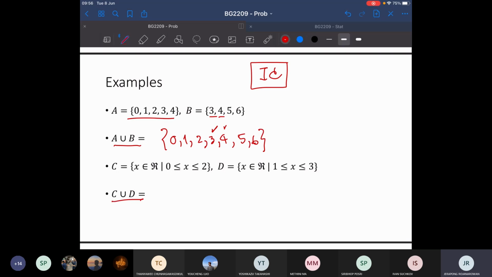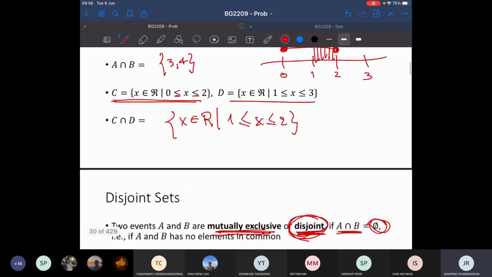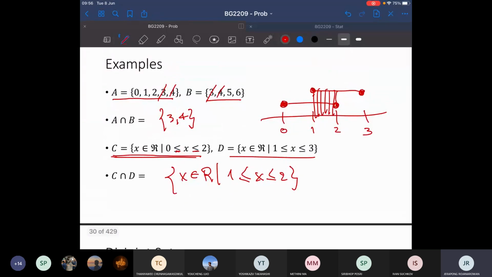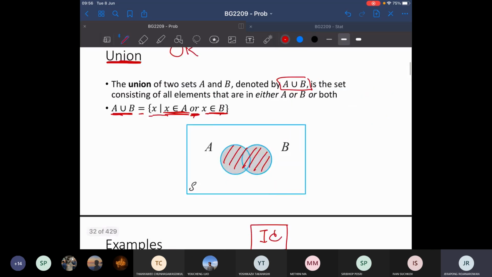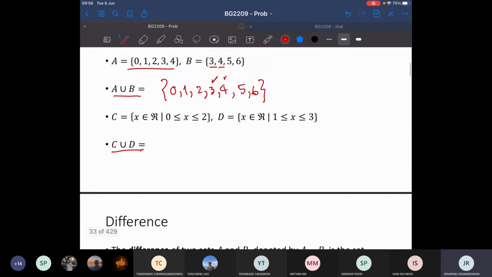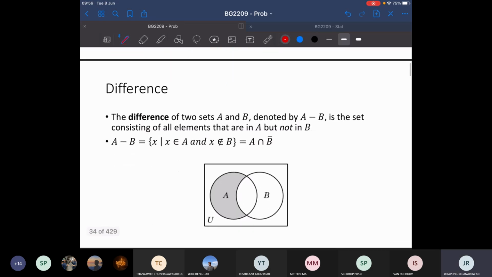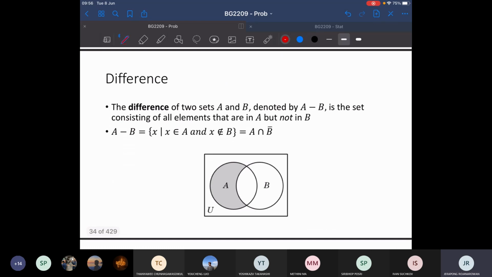And if you have C union D like this, we go back to the figures. Over here you can see that C is here, D is here. You kind of combine them, the combining them is going to be here. So it's going to be from 0 to 3, right? So it's going to be a set of x in the real number such that x is 0 to 3 inclusive. Okay, that's really easy.